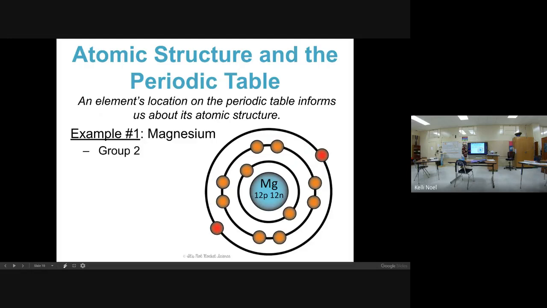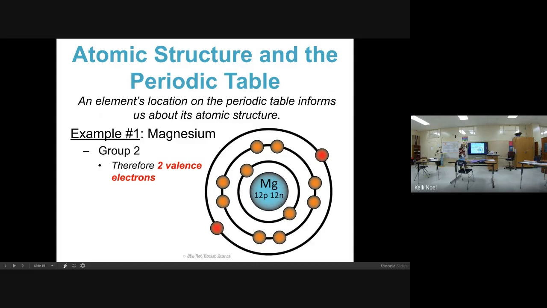So we're going to review a little bit of information from the periodic table. What can we get from the periodic table about the atoms? If we have magnesium, magnesium is actually in group 2. Mg is its symbol. We know that its atomic number is 12, so it has 12 protons. We look at the average atomic mass, and if we round that, it's 24, and we subtract 12, we get the neutrons as being 12.